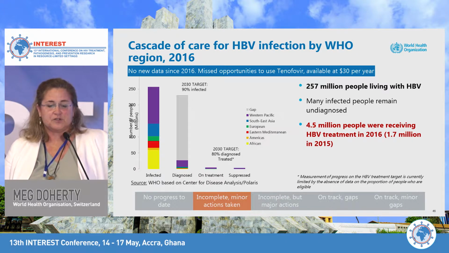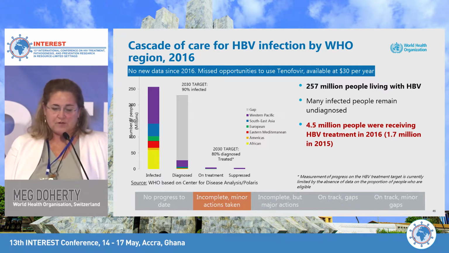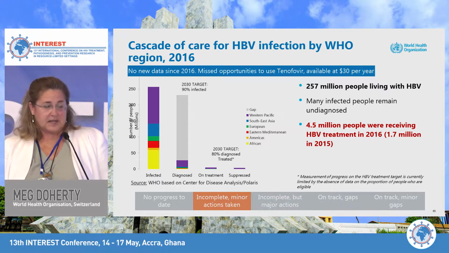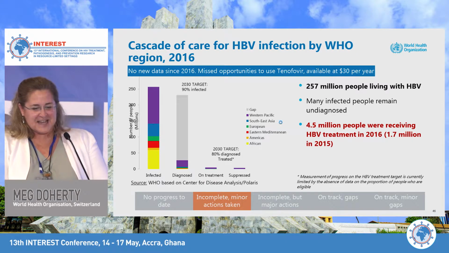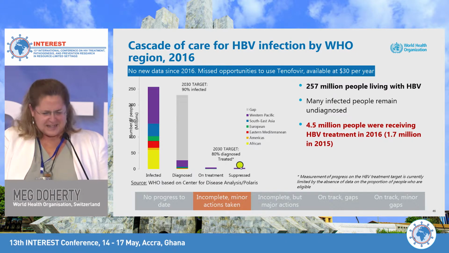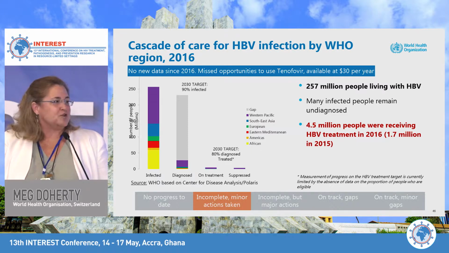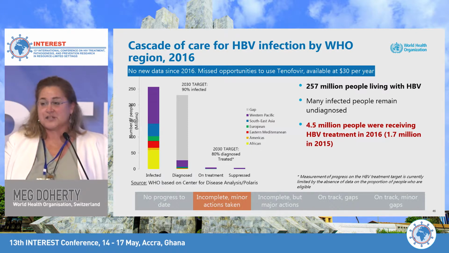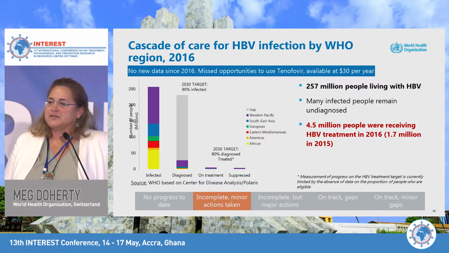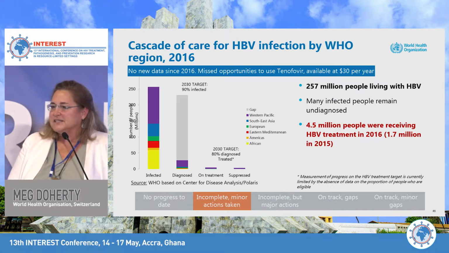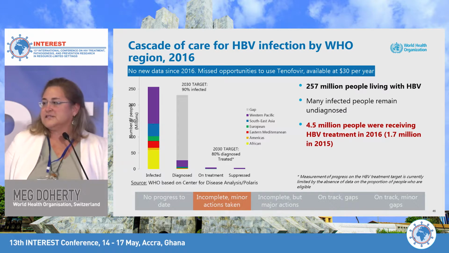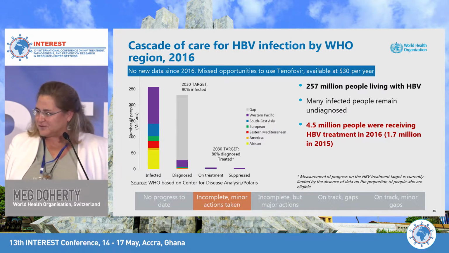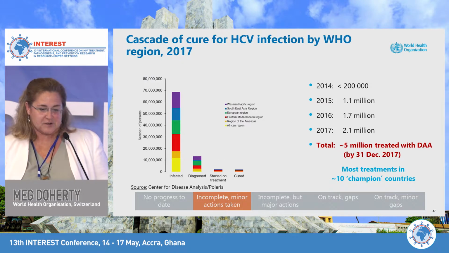For hepatitis B, 257 million people are living with hepatitis B, and 4.5 million are receiving treatment. And the treatment, as you know, is tenofovir. And if we look at cascades, we look at our HIV cascade, here we go, suppressed. So we're failing in terms of hepatitis B. And I showed you that slide before. We've had a hepatitis B birth vaccine for 25 years that hasn't been taken up. That could stop a whole future group of children from becoming infected. So we need to press on for that.